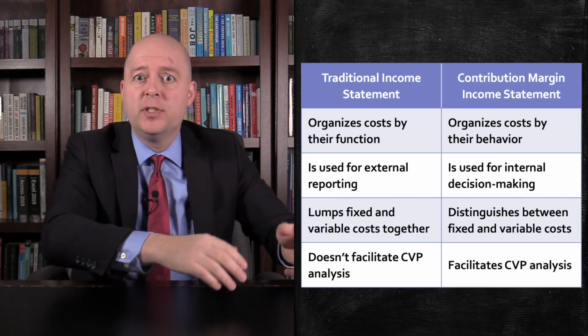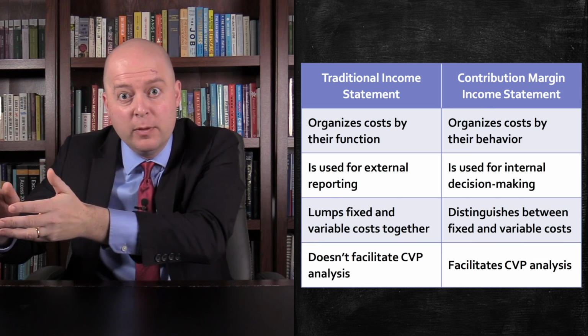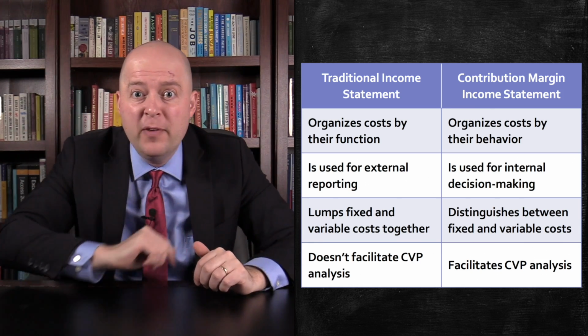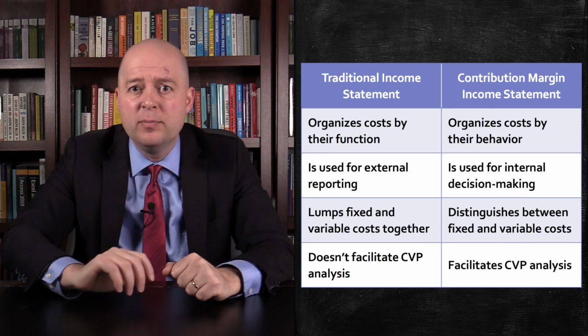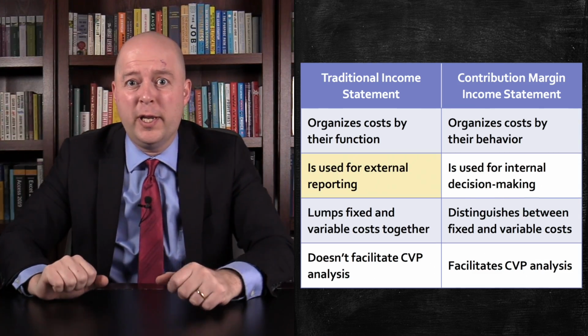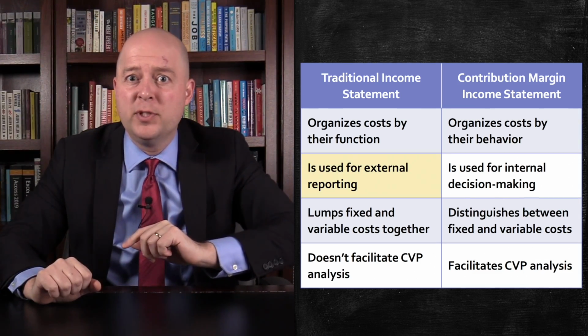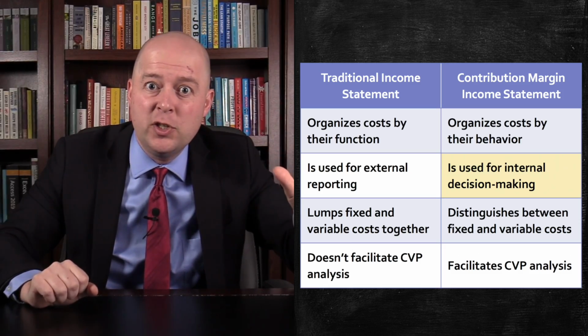safety. So hopefully you now see how the contribution margin income statement differs from a traditional income statement. Both are helpful tools that you should be familiar with. But the traditional income statement is geared toward external reporting, whereas the contribution margin income statement is focused more on internal decision making, helping managers make better decisions.